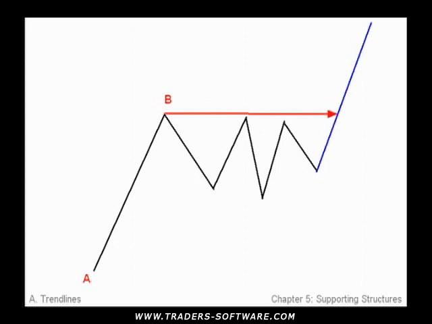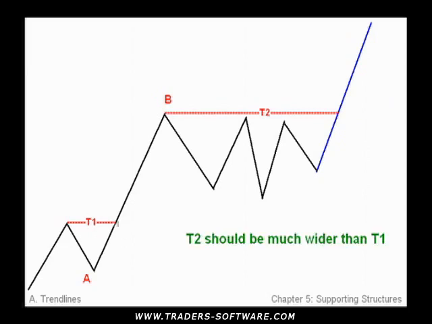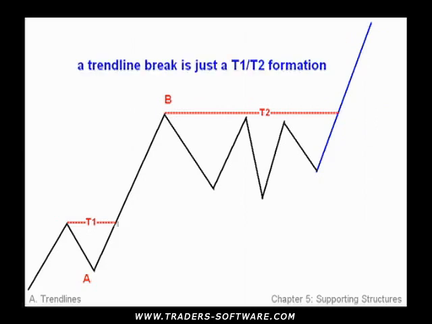Once that high gets broken, that's where it is the biggest time range. It should be the biggest when compared to a previous time range. So this little one here, right around A, let's call that T1. And of course, this one should be T2. This T2 should be much wider than T1 in a trend line break. So in the end, a trend line break is just a T1, T2 formation. And of course, because it has waddled sideways for so long, eventually this T2 following B usually will be much wider than T1, and that's why this follow-through happens.